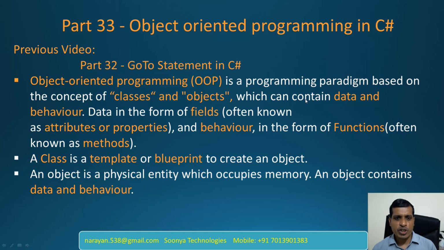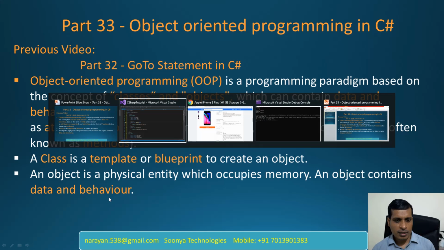What we discussed in this video is that object-oriented programming is a programming paradigm based on the concept of classes and objects. It can contain data and behavior, data in the form of fields, and behavior in the form of functions. A class is a template or blueprint to create an object. An object is a physical entity which occupies memory. An object contains data and behavior.